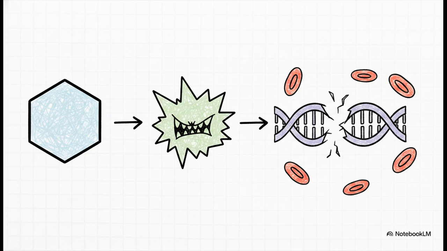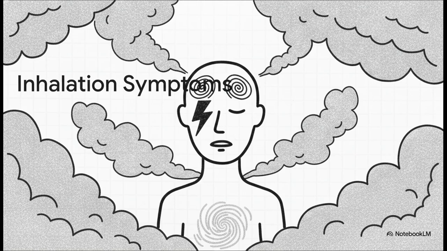The body actually accidentally oxidizes the benzene, which produces an epoxide, and this epoxide is highly reactive and carcinogenic. It goes in and directly interacts with your DNA. This leads to a drop in red blood cells, anemia, and ultimately a fast-moving, devastating cancer known as acute myeloid leukemia. And we can't ignore the short-term effects either, because inhaling high levels of benzene is just as alarming.